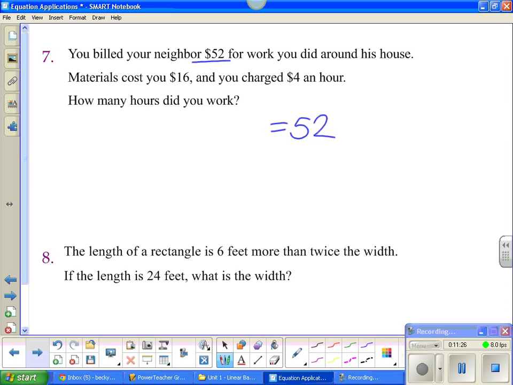Materials cost me 16 bucks. That's a flat charge. That doesn't vary. I went to Lowe's and I spent 16 bucks. I charged him $4 an hour. So I'm adding to this $4 per hour, but I don't know how many hours I worked.